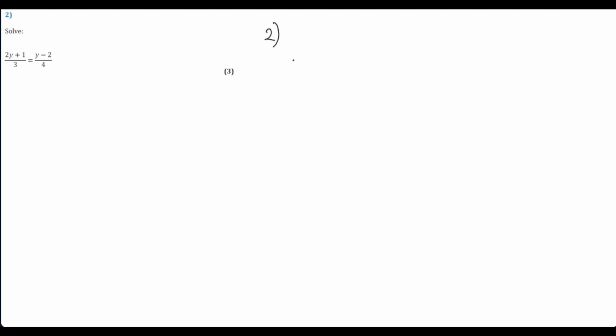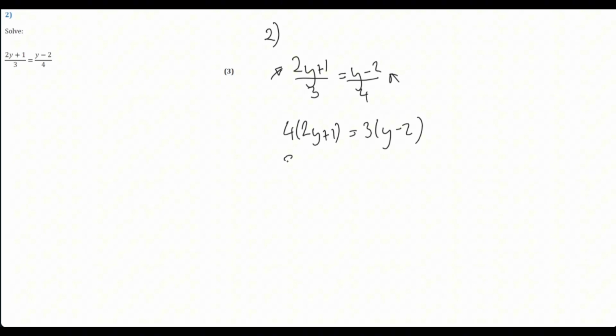Question number 2. We have a solving question here. We have fractions either side of each other. What you want to do is just sort out the denominators. So I want to times this by 3 and times this by 4. This will remove the denominators. So this will be 4 times 2y plus 1 equals 3 times y minus 2. Times out the brackets, 8y plus 4 equals 3y minus 6.